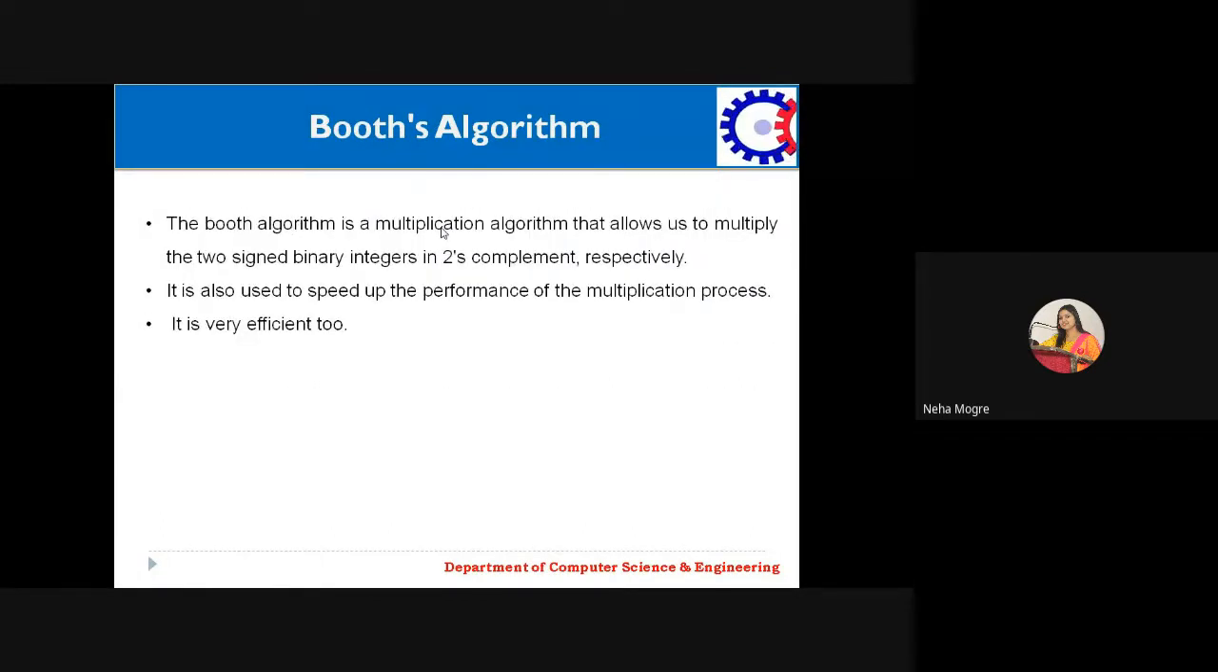Okay, now Booth's algorithm is a multiplication algorithm that allows us to multiply two signed binary integers in 2's complement respectively. There are many applications and features of using this Booth's algorithm. As I have said, it is not a new algorithm, it is an old algorithm. It is used to speed up the performance of the multiplication process.